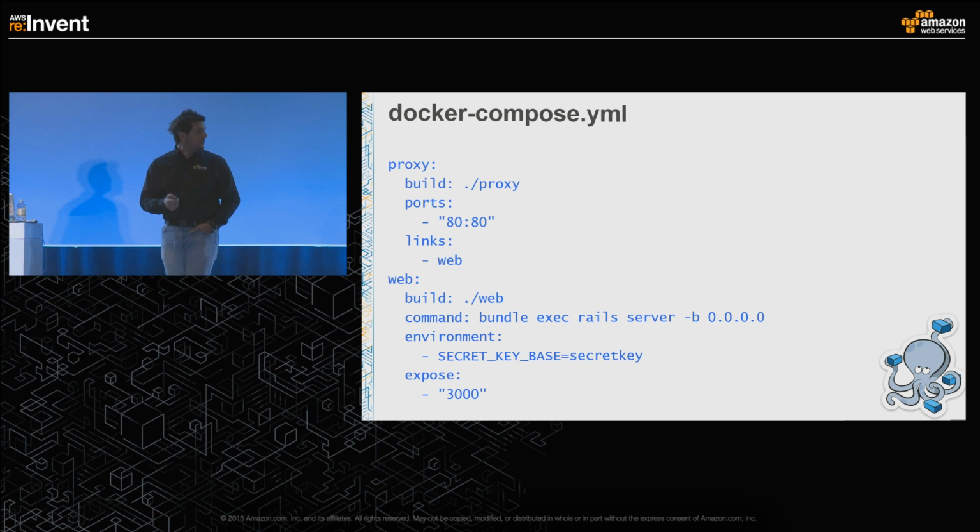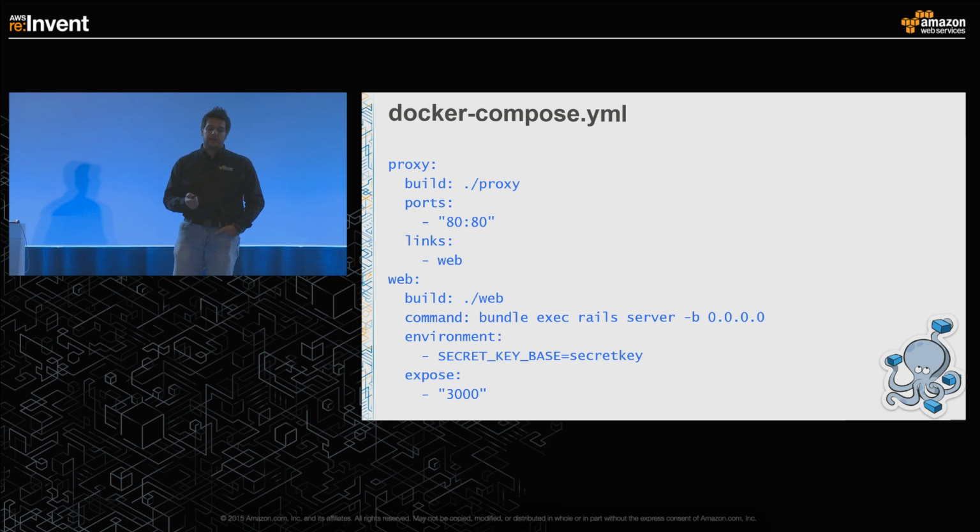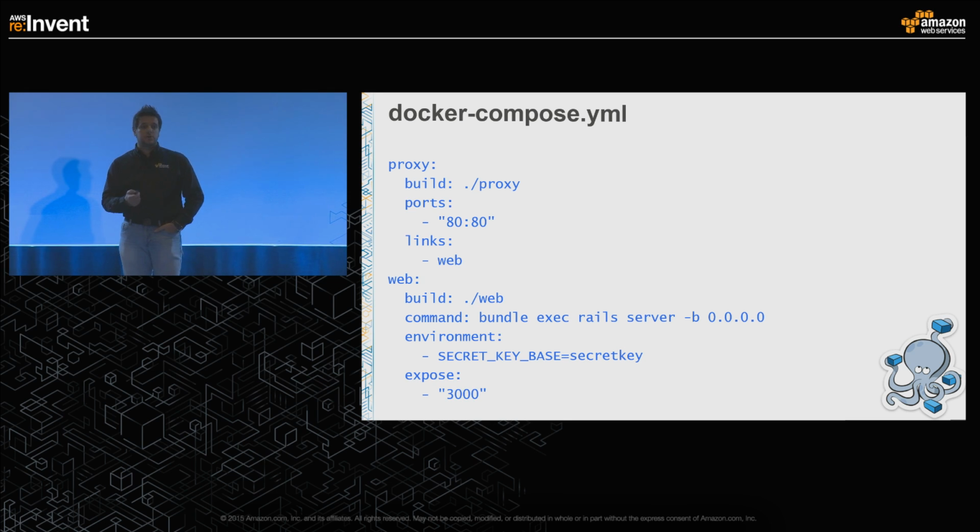In a similar way, for the web component, we build that from a Dockerfile in the web directory. As we said, it's a Rails app, so we specify the command that we want to use to start that application. And we also expose a port, but that port will only be exposed to any container that is linked to our web component, not on the host.